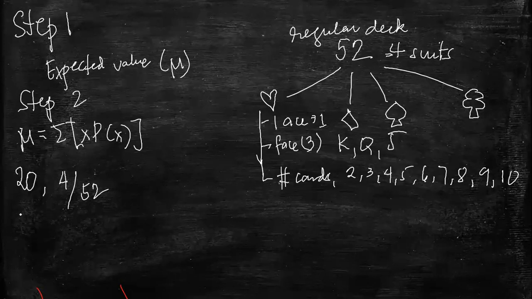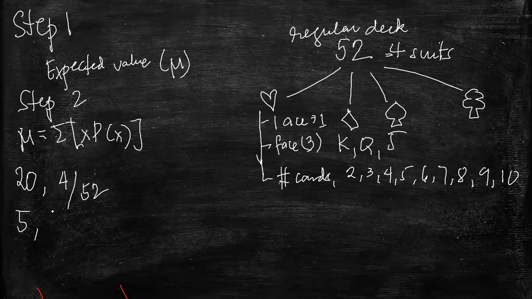Next. Ano yung mapapanalunan pa natin? Face card. So, magkano mapapanalunan pag face card? 5. Okay. So 5, anong probability na face card? 12 over 52. Okay. So, ayun. Wait lang ha. So we have 12 over 52. So ano yung natira?